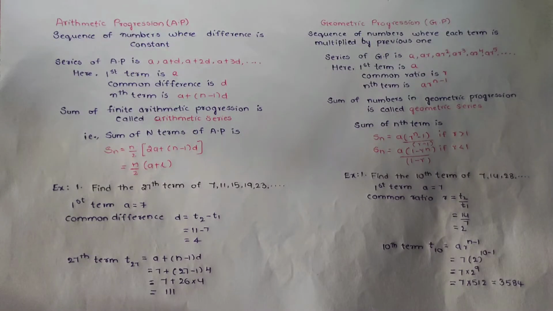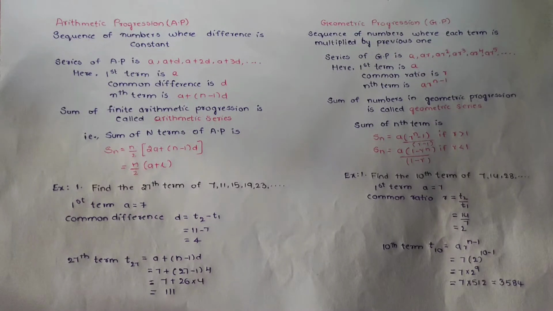So we have seen that in arithmetic progression the difference is constant. Let's see the difference between the third term and the second term, that is 15 minus 11, which is also 4. So here we can clearly say that this given series is in arithmetic progression by seeing the difference itself. Now we have the first term and the common difference as 4.